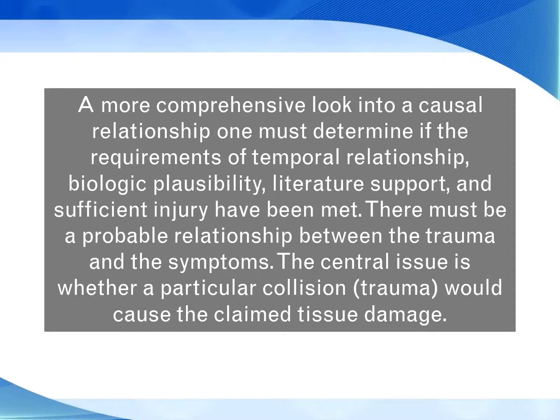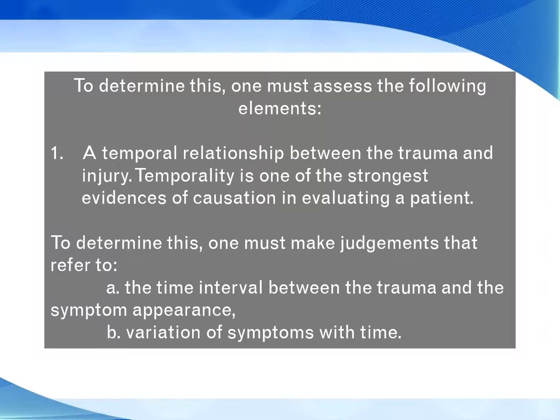For a more comprehensive look into a causal relationship, one must determine if the requirements of temporal relationship, biological plausibility, literature support, and sufficient injury have been met. There must be a probable relationship between the trauma and the symptoms. The central issue is whether a particular collision or trauma would cause the claimed tissue damage. To determine this, one must assess the following elements.